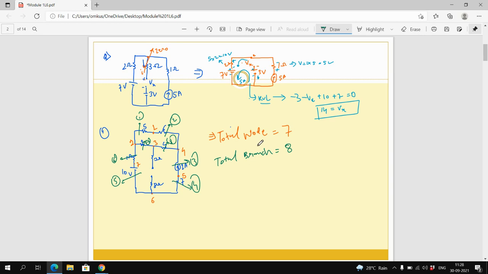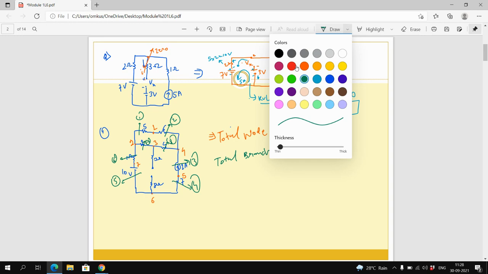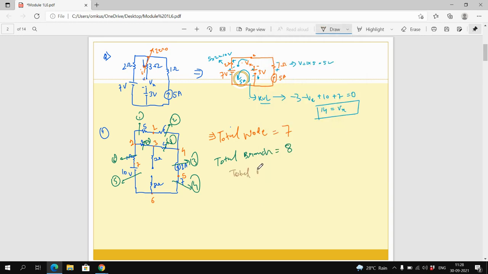And what is a mesh? How many meshes are present? See, total mesh equal to... How do we find the mesh? You have a formula, m is equal to b minus n plus 1. So put that value in this equation. Here b means number of branches, n means number of nodes, plus 1.